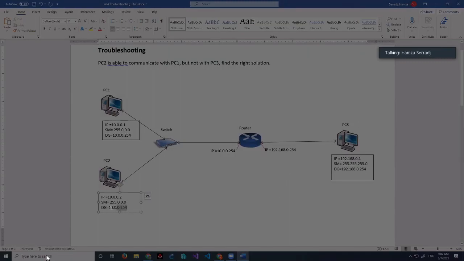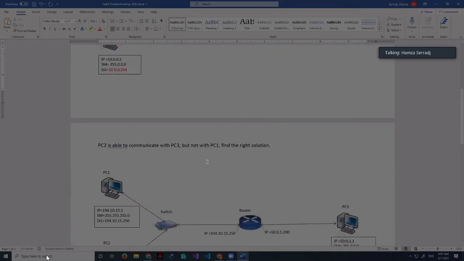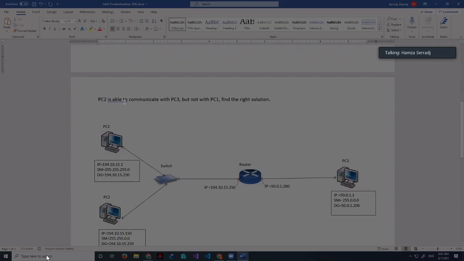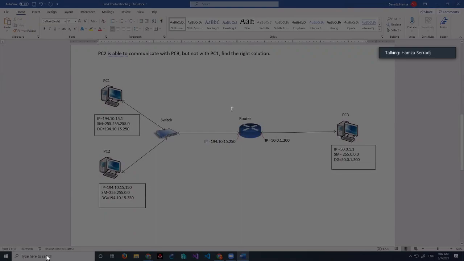So this is the right answer here, right? So you should correct this default gateway. The problem was on the default gateway of PC2. PC2 is able to communicate with PC3. So now this one is able to communicate with this one, but not with PC1.